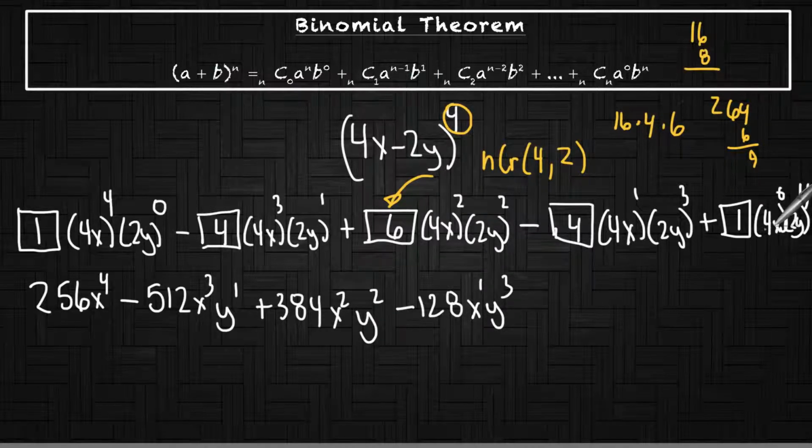And then the last one, 4x to the 0, well, that's just 1. 2 to the 4th is 16, however, times the box. So that's going to be 16y to the 4th. And that is the expansion for this problem.